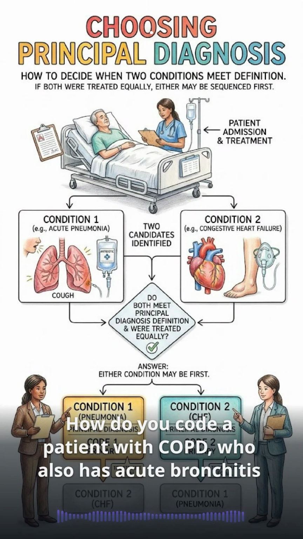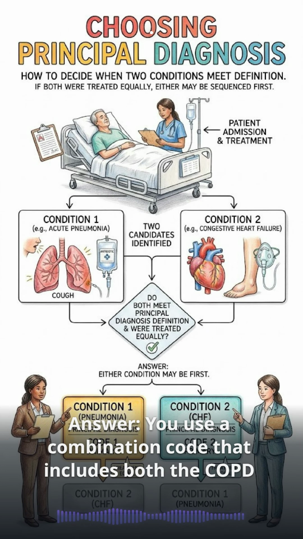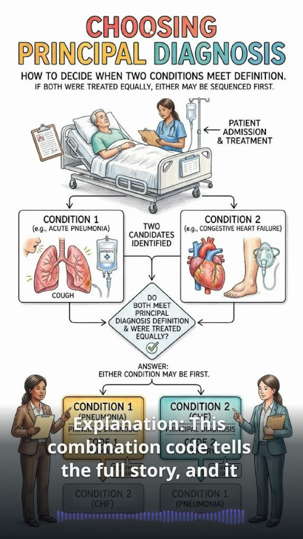44. How do you code a patient with COPD, who also has acute bronchitis right now? You use a combination code that includes both the COPD and the acute bronchitis together. This combination code tells the full story, and it is required by the official guidelines.